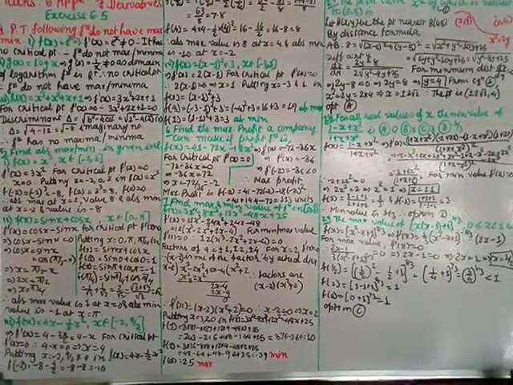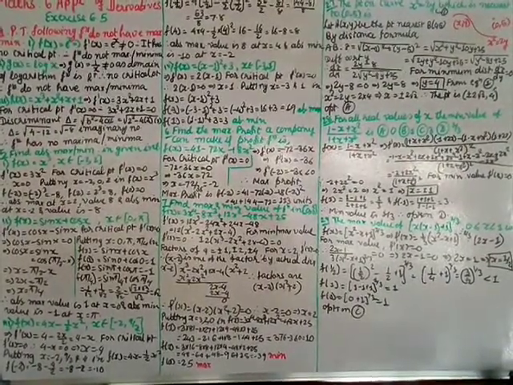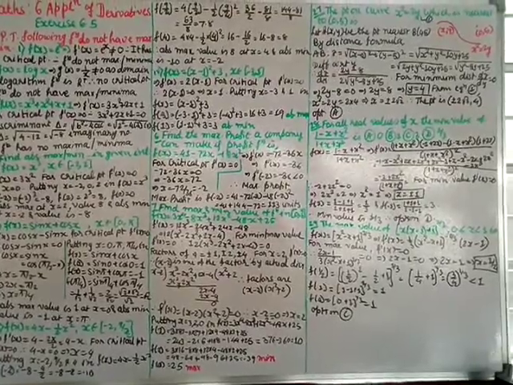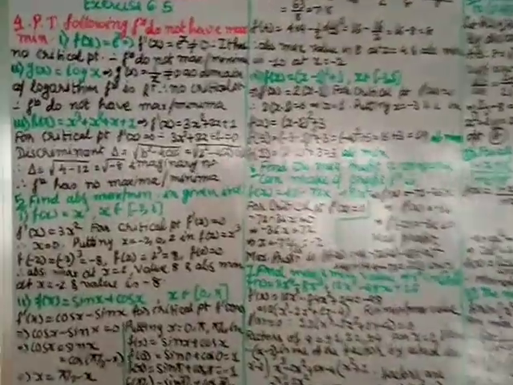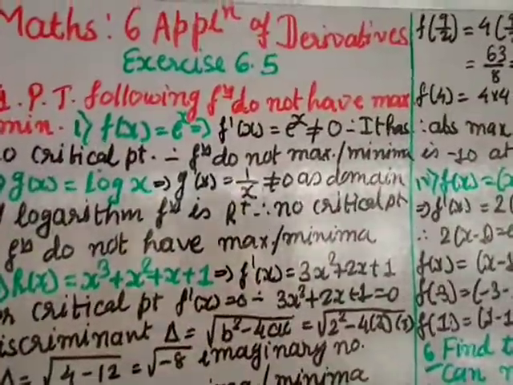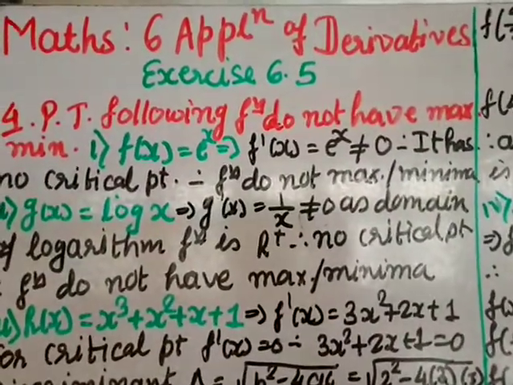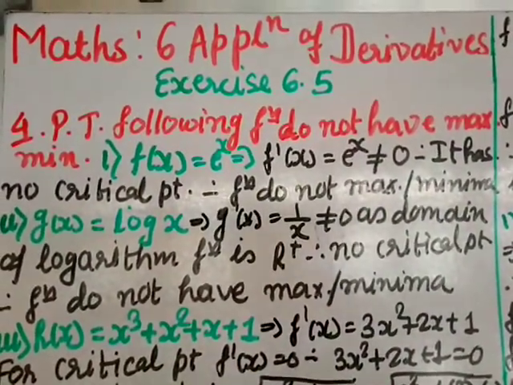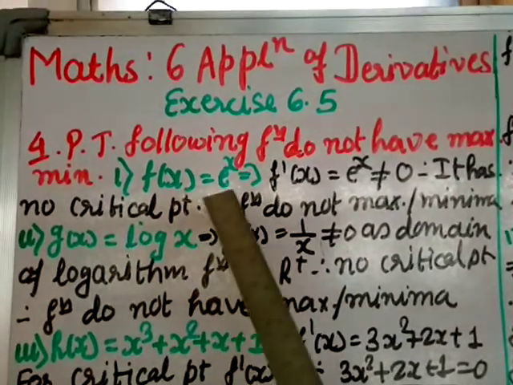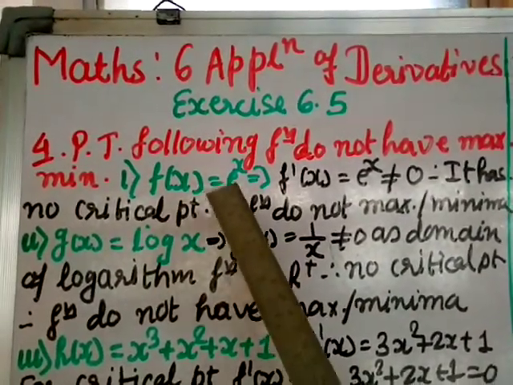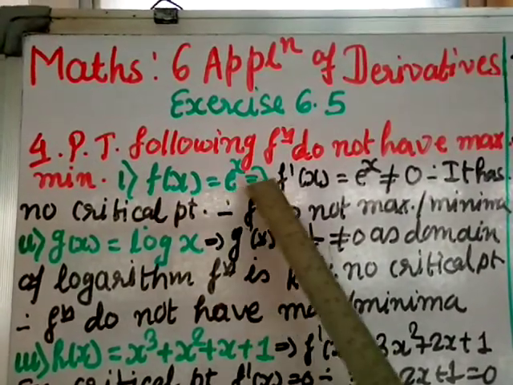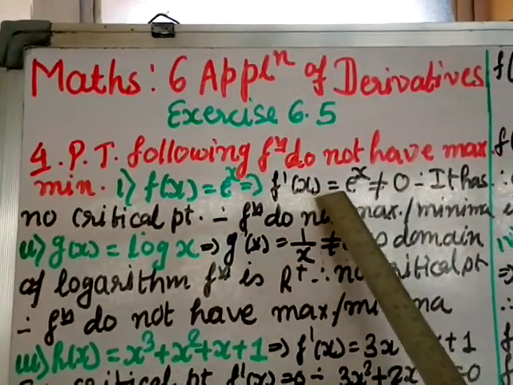Mathematics Class 12, Chapter 6, Application of Derivatives, Exercise 6.5, Question number 4. Prove that the following functions do not have maximum or minimum value. Number 1, Roman numeral 1, f(x) equals e power x. For maximum or minimum value, we have to differentiate. So f dash x is equal to the derivative of e power x, which is e power x.